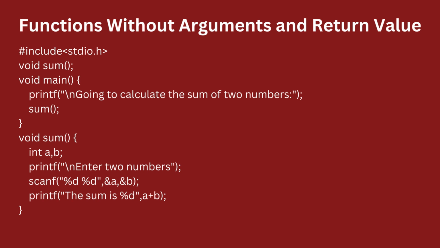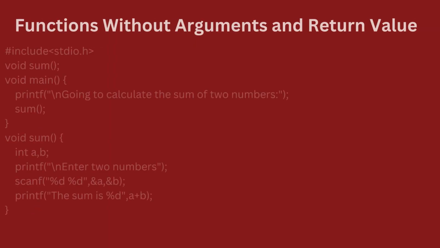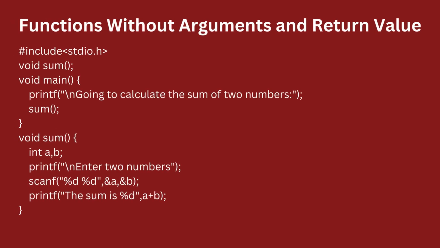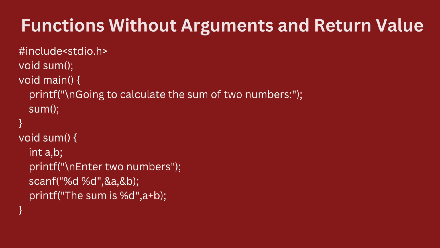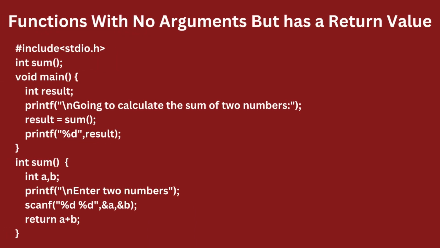We will go to the next way of calling a function. That was the function without argument and return value. Now I think we need to go with no argument but a return value. No argument means there is no need to pass any argument to the sum function. But here is the example of a return value.